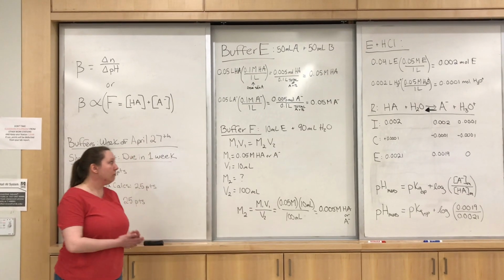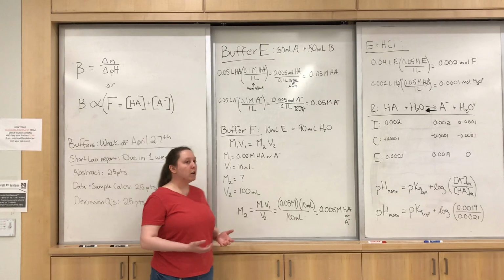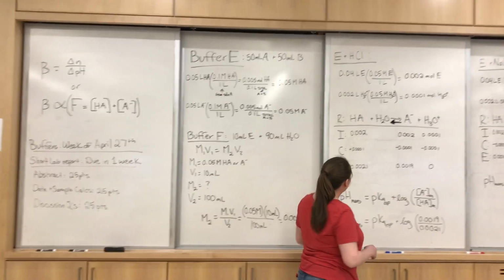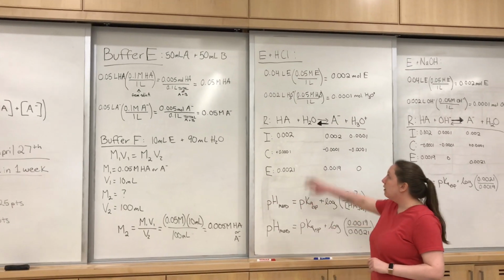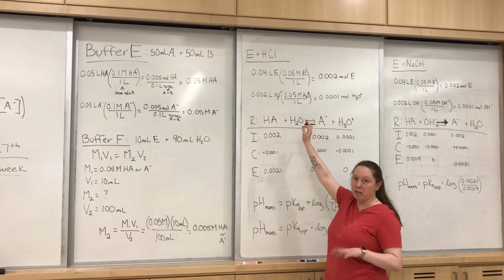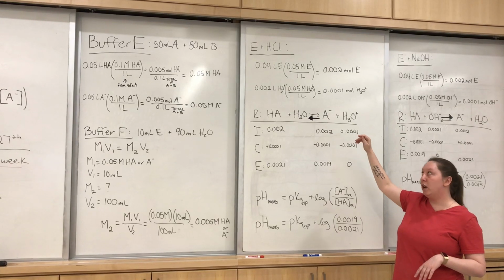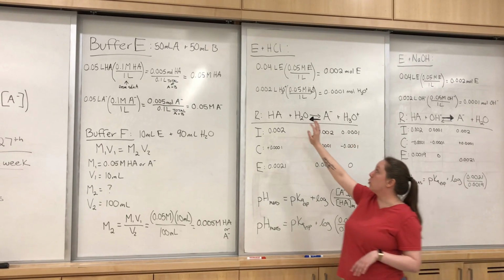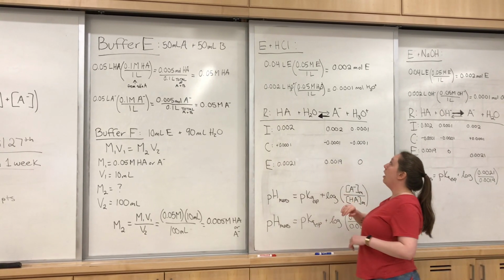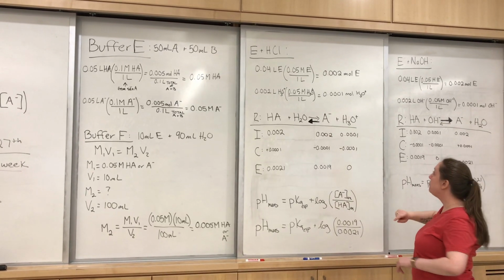Okay, so once we have all of our buffer solutions made, we are going to be taking the pH of them, and then we are going to be adding our titrants. So in this case, in part 2, we're going to start with solution E, and we are going to take 40 mL of E, or 0.04 liters, of our 0.05 molar solution.